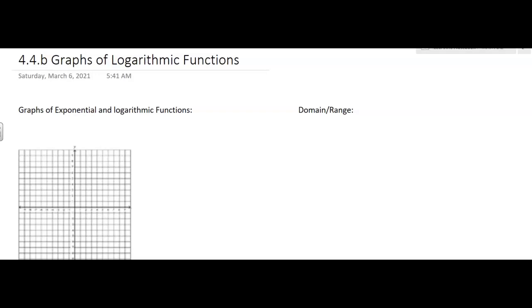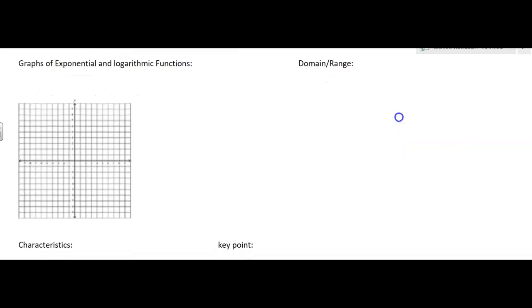Okay, so we're going to start talking about the graphs of logarithmic functions. To start this off, we're going to look at an exponential function. So I'm going to have f of x equals 2 to the x. That's my favorite exponential function.